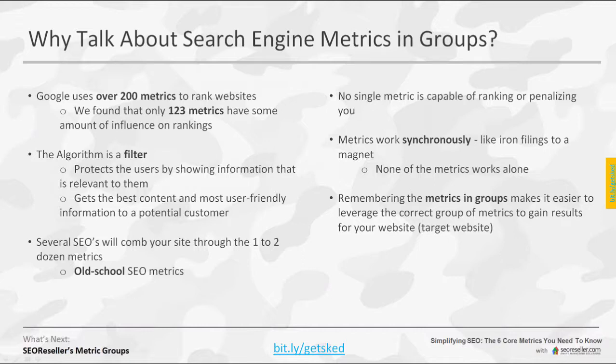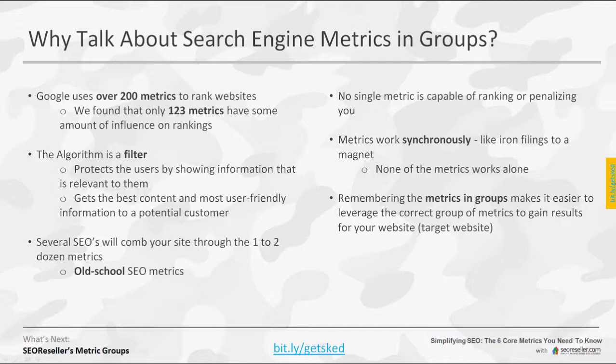One of the things that most people fail to understand is that the algorithm is a filter. And if you're a marketer, I strongly recommend you guys read up on Seth Godin. Seth Godin wrote a milestone book called Permission Marketing. And the search engine algorithm is the ultimate in permission marketing. It only makes sure that information that's relevant to the user gets to the user. So only the best content and the most user-friendly information goes to a potential customer. The algorithm sees all the content, but will not allow all the content to reach the users.